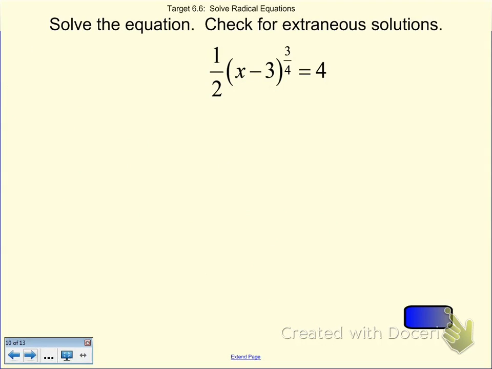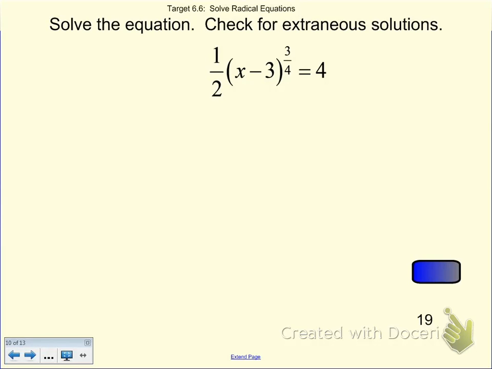Next one, try this one on your own. It's a little bit more complicated. We got a fraction in there. We actually have 2 fractions in there, as a coefficient and then as an exponent. So give this one a try. Your answer you should get is 19. So if you got that, absolutely marvelous. Continue on to the next question.